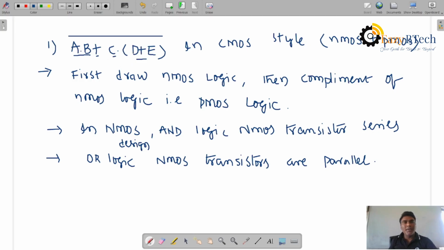The complement is nothing but pull up versus pull down. PMOS is the complement.